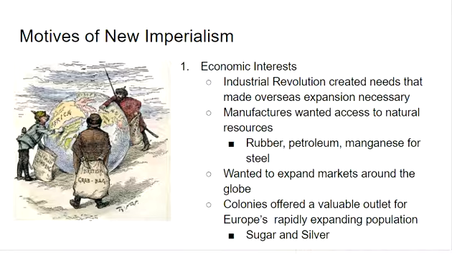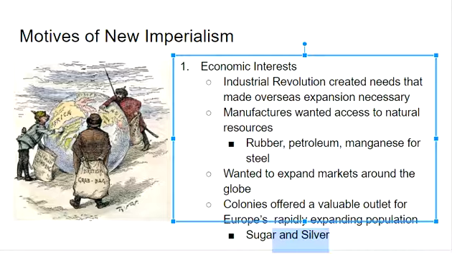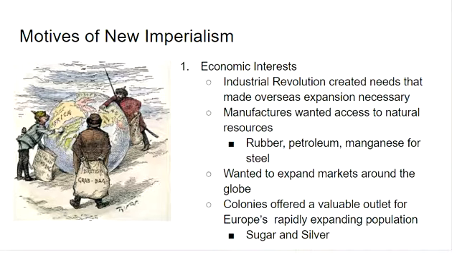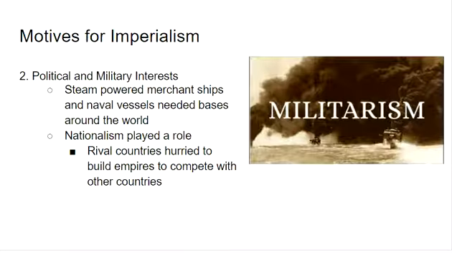These manufacturers wanted to access natural resources from other countries, such as rubber and petroleum, like gas, or magnesia for steel. And they wanted to expand these markets around the globe. Also, they wanted the sugar and silver that we saw today in the documents. Sugar and silver were very valuable, and other regions around the world had them, and they wanted to get that.